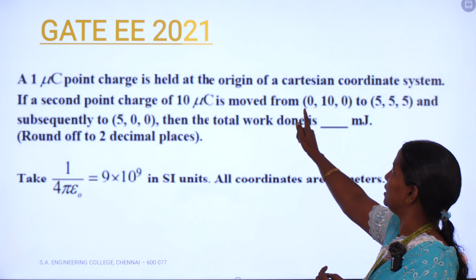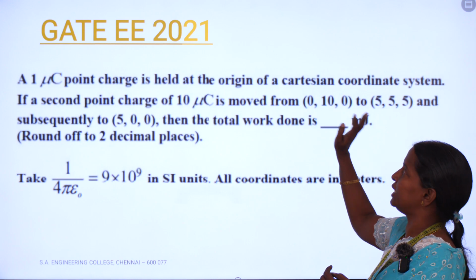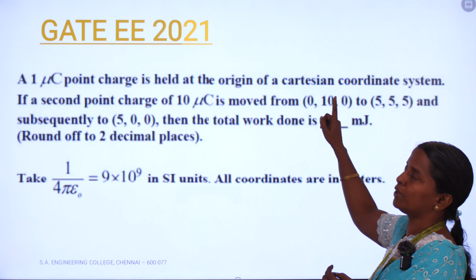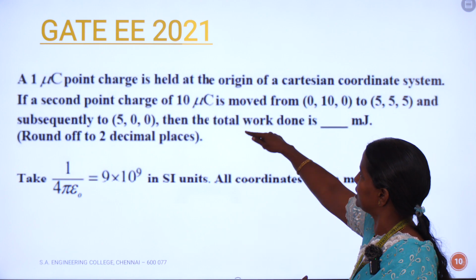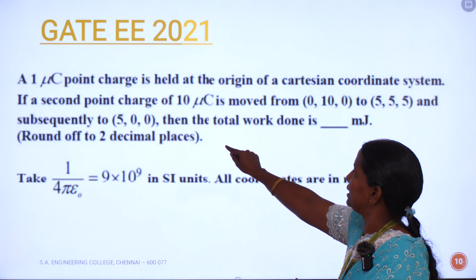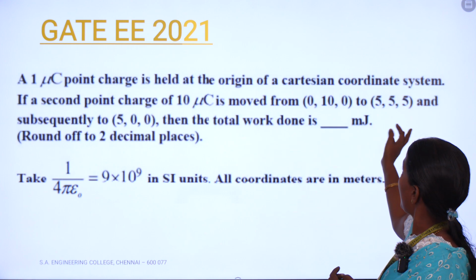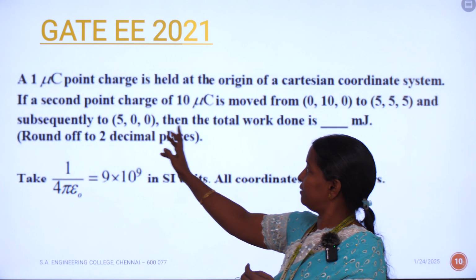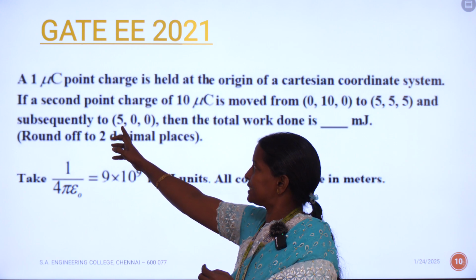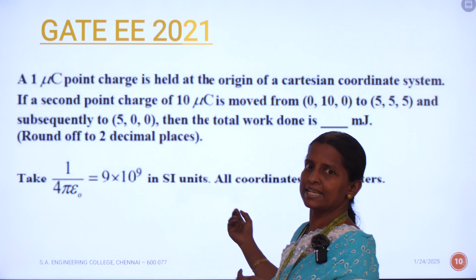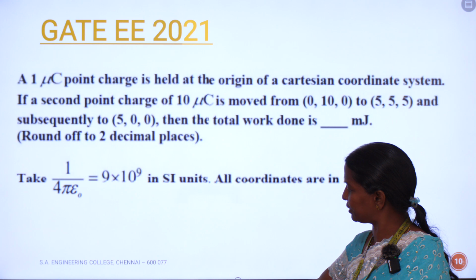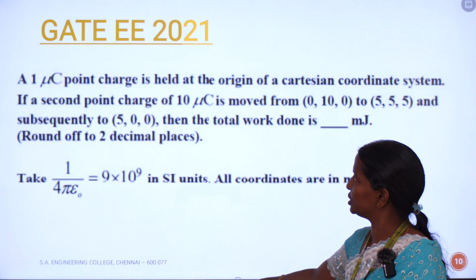Second charge we are having at 0, 10, 0. That is, x is 0, z is 0, y is only 10. That is, we can take this as the y axis, 10. At this point we are having the 10 microcoulomb. Okay. And it is moved to where? Next to 5, 0, 0. So exactly at the x-axis. Here you can take 5, 0, 0.